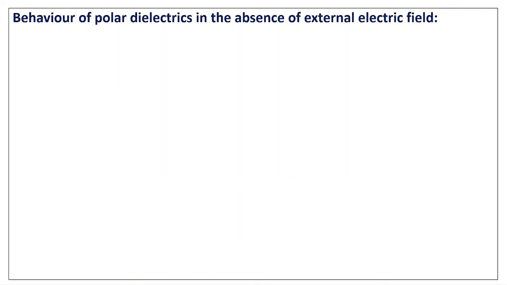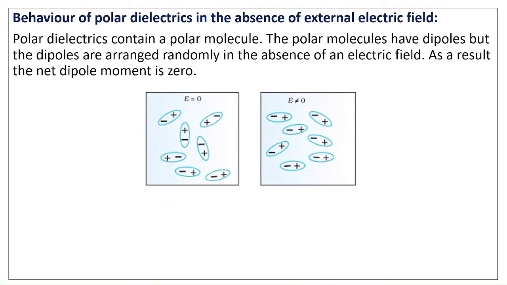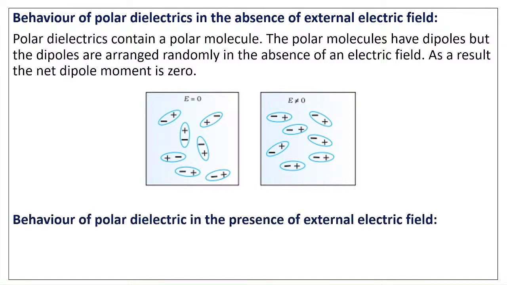Behavior of polar dielectrics in the absence of an external electric field. Polar dielectrics contain polar molecules. The polar molecules have dipoles, but the dipoles are arranged randomly in the absence of an electric field. As a result, the net dipole moment is zero.